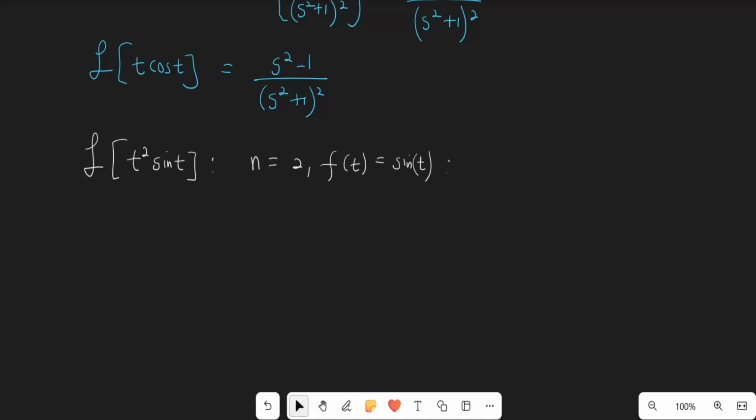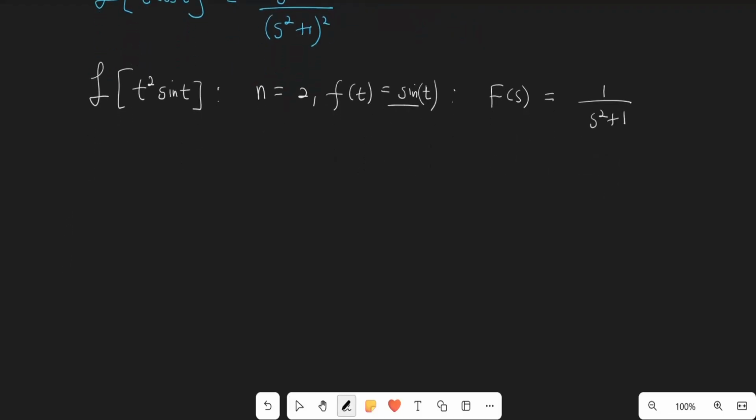So if f of t is the sine of t, what is the Laplace transform of that function sine of t? The Laplace transform is normally a all over s squared plus a squared. A here is 1, so 1 divided by s squared plus 1, which is 1. So 1 over s squared plus 1 is the Laplace transform of the function sine of t. Now that we have that, we can find the Laplace transform of t to the second power times the sine of t, like this, and we are going to use the formula.